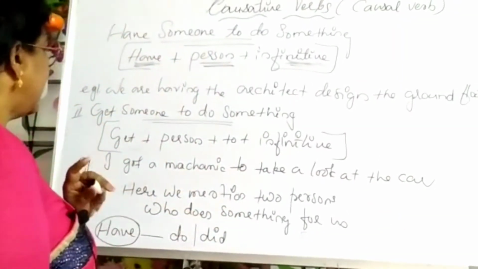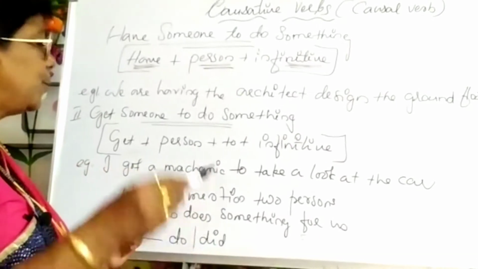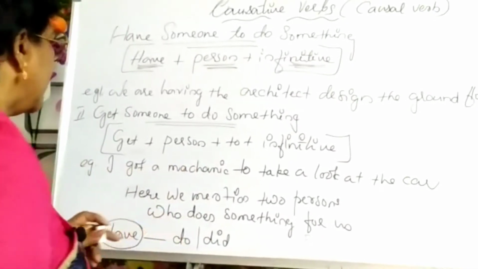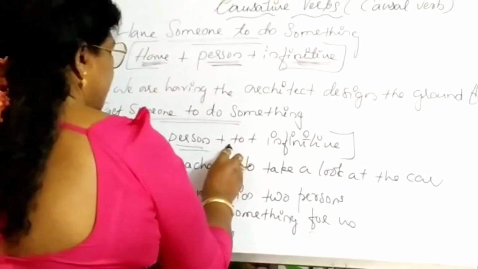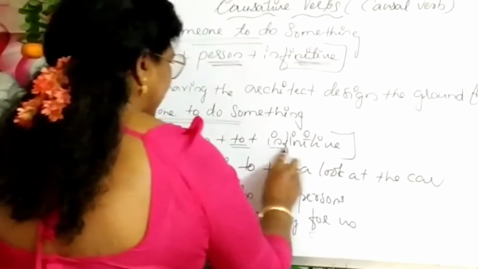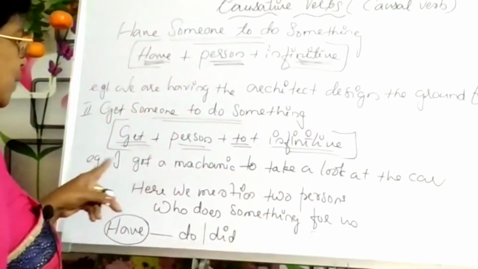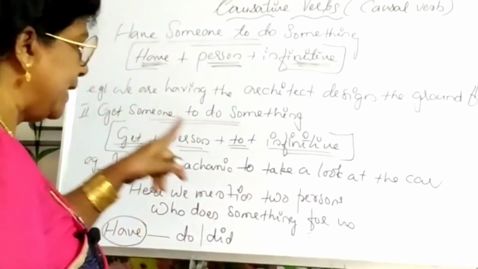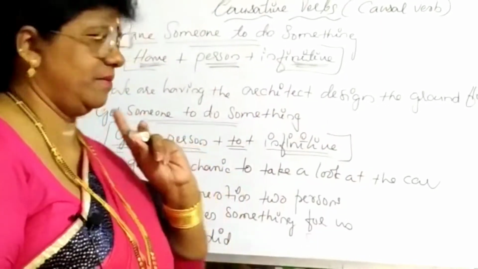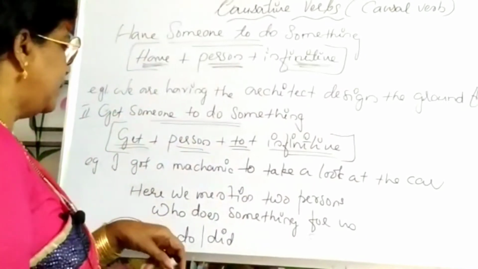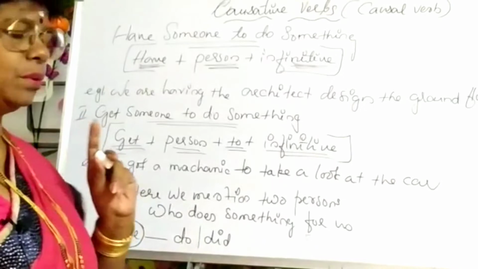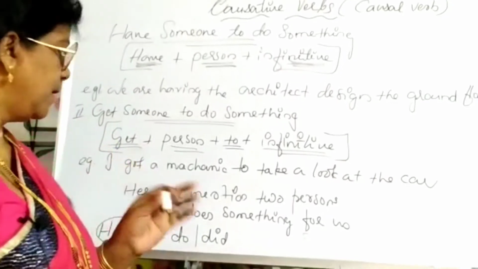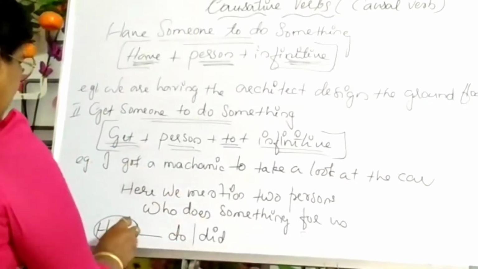Then second rule, get someone to do something. What's the format? Get plus person plus to plus infinitive. I got a mechanic to take a look at the car. Here we mention two persons, one who does something for us.